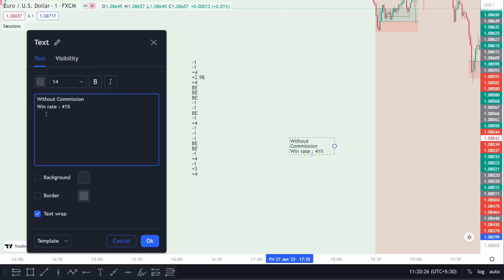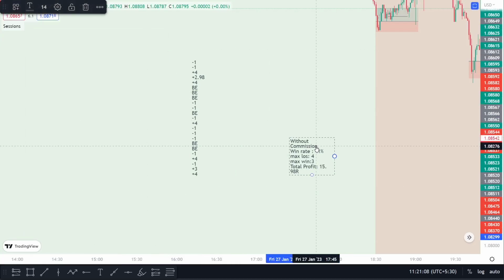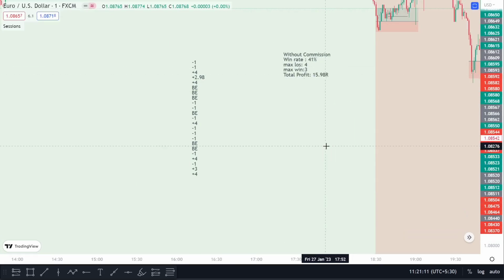So max loss is 4 times. Max win is 3 times. So total profit without commission is 15.99, so that is like 16R, 15.98R. Okay, so it's something like 16R. So if we don't include commission, that's our statistics.